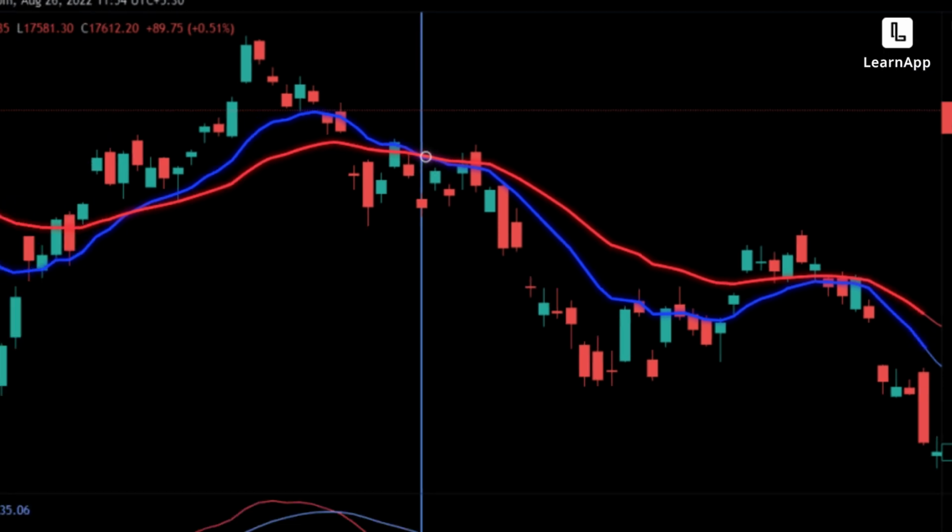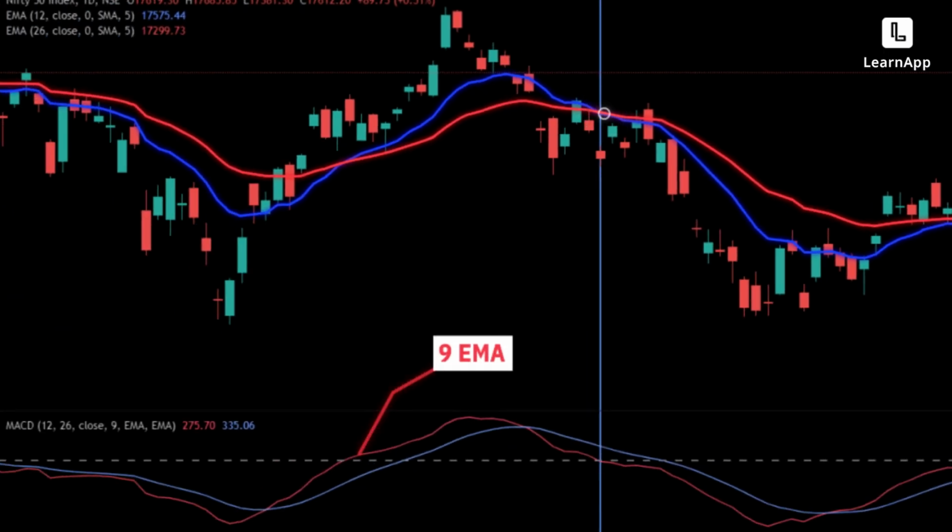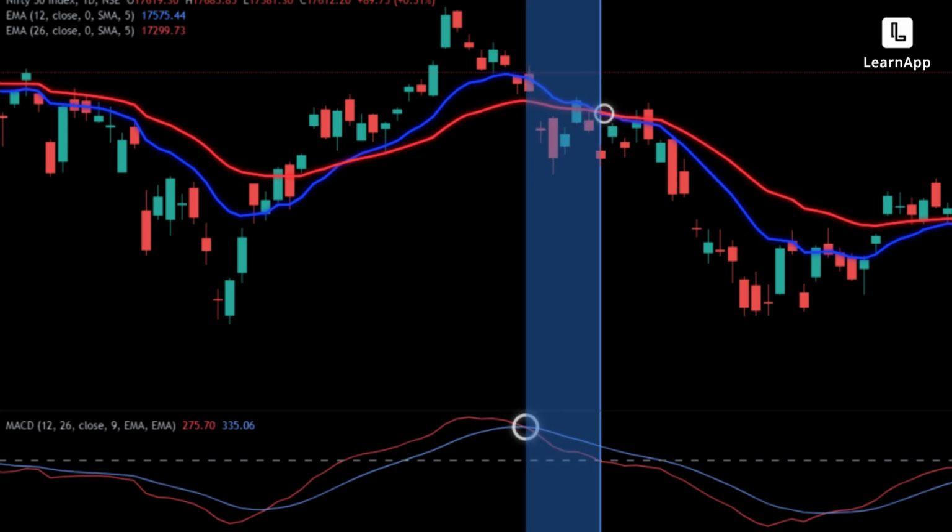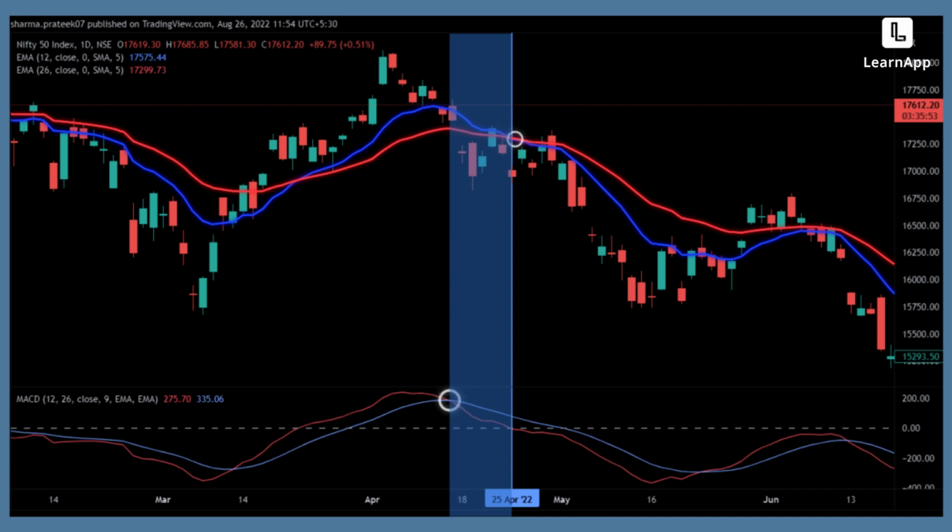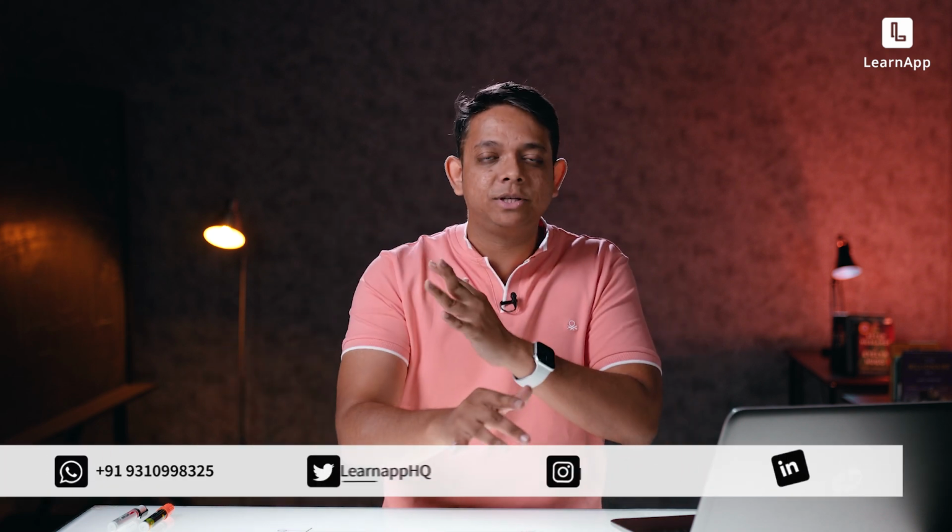But if you look at the MACD and the 9 EMA, that crossover happened much, much earlier, roughly around this space, even before the gap down. So as you can see over here, the MACD crossover happened much earlier and preempted the crossover that was happening in the moving average. So now you must be thinking, damn, this is very good. We have to use this, and you will start using this immediately.